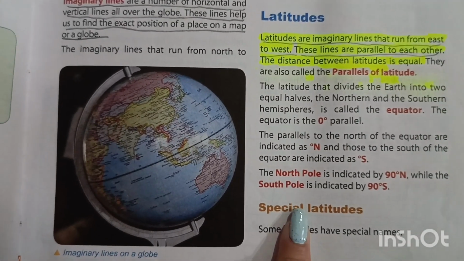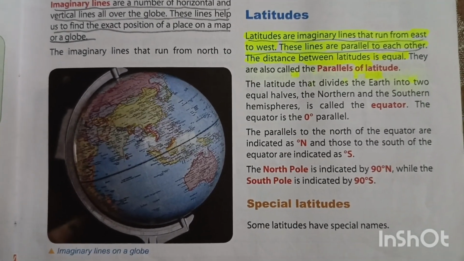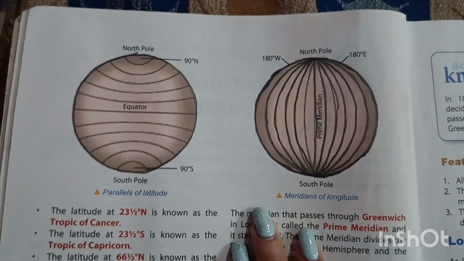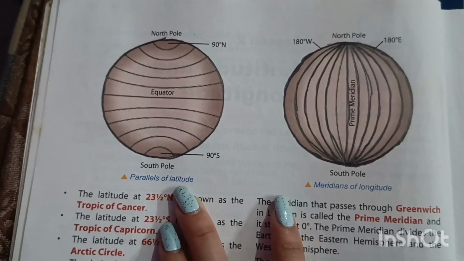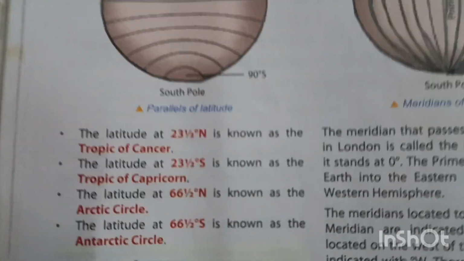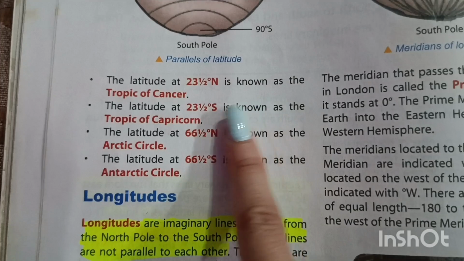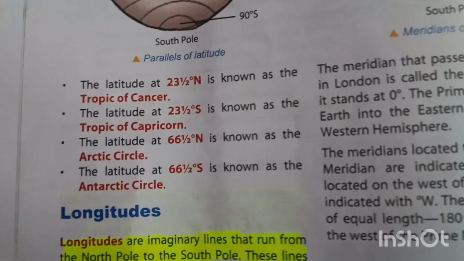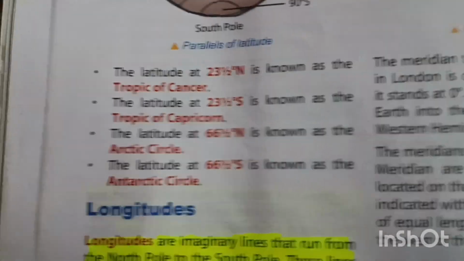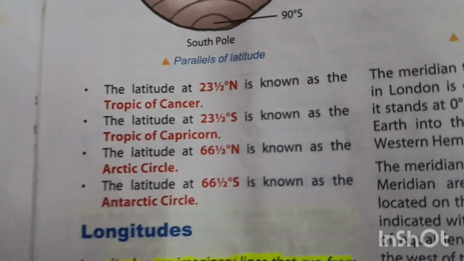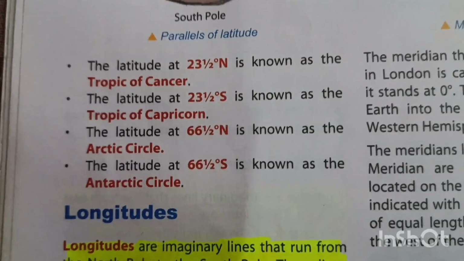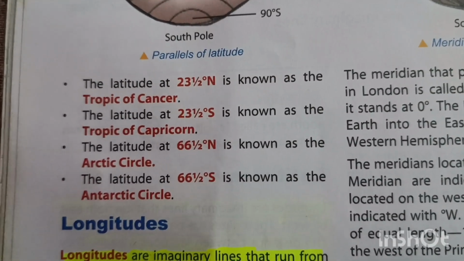Now, we also have some special latitudes. Some latitudes have special names. Now, this is like parallels of latitude and meridians of longitude. The latitude at this is known as Tropic of Cancer, and the latitude at this is known as Tropic of Capricorn. Guys, you must know this. Do the rote learning or whatever suits you, but this should be on your tips because this is very basic and they could ask you, right?